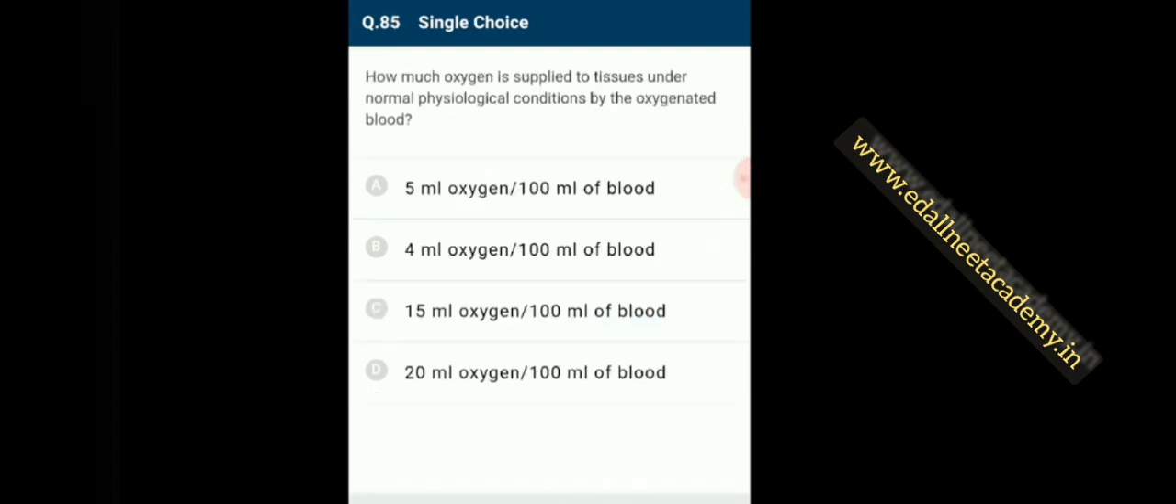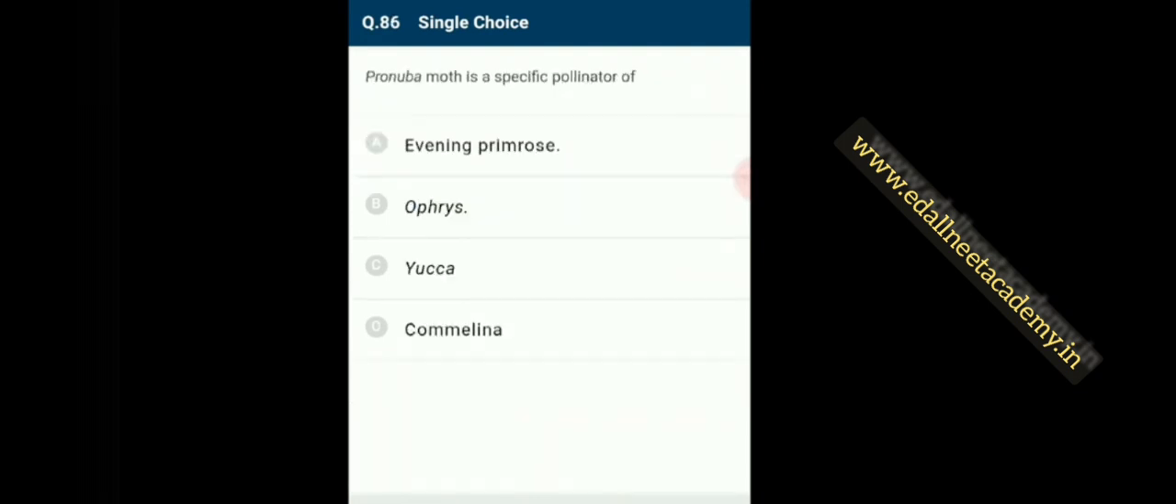Question number 85. How much oxygen is supplied to tissues under normal physiological conditions by the oxygenated blood? Tissues can utilize only 25% of oxygen carried by the blood. Every 100 ml of oxygenated blood can deliver around 5 ml of oxygen to the tissues under normal physiological conditions. The venous blood will have approximately 15 ml oxygen per 100 ml of blood as it comes over the tissue in normal conditions. Every 100 ml of deoxygenated blood delivers approximately 4 ml of carbon dioxide to the alveoli. The answer for this question is option A, 5 ml oxygen.